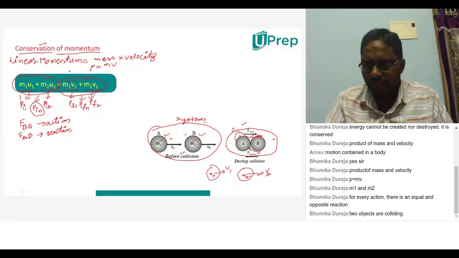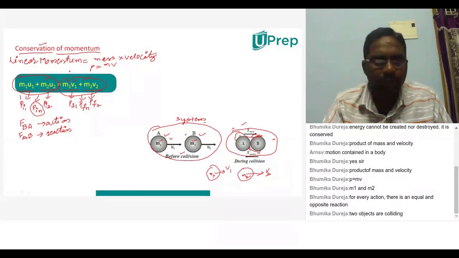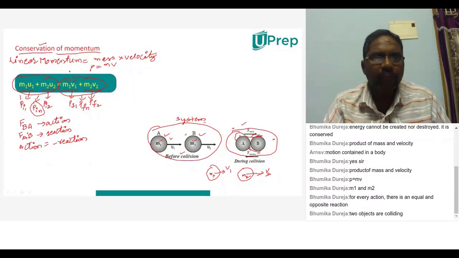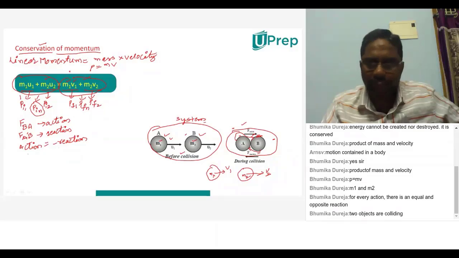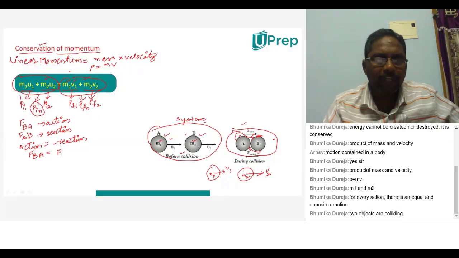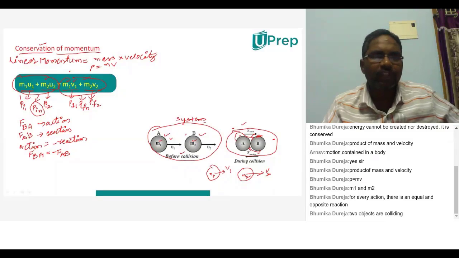Maybe you know what Newton's third law of motion is. For every action, there will be an equal and opposite reaction. So that means action will be equal to minus reaction. What do I have to write here? Force applied on object B by A, if it is action, what will be the reaction? Force applied on A by B, but it will be in the opposite way. So minus FBA will be equal to FAB.